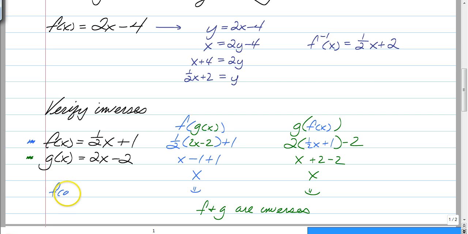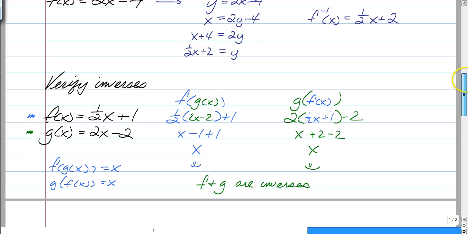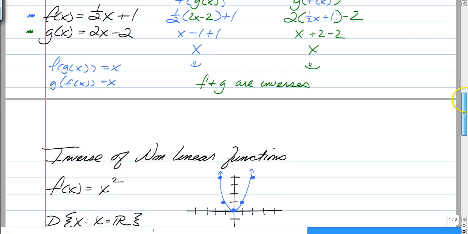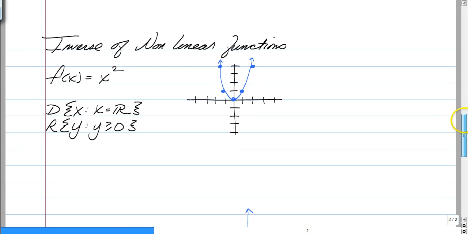Remember, f of g of x must equal x, and g of f of x must equal x for them to be inverses. That's how you verify. So make sure you pay attention to what the question is asking you to do. If it tells you to find it, that's when you switch x and y. If it tells you to verify, that's when you do the compositions.